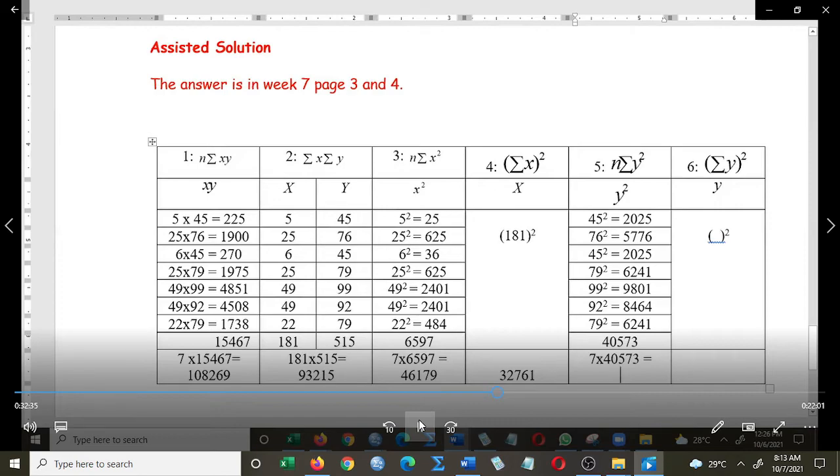The limitation was the multiplication of those two numbers, because we have to multiply n times the sum of y squared. Okay, n, which is 7, times the sum of y squared. So we have to multiply 7 by 4573. So 284011.